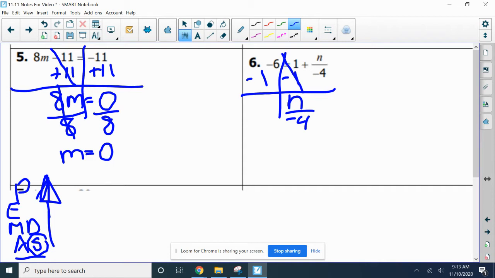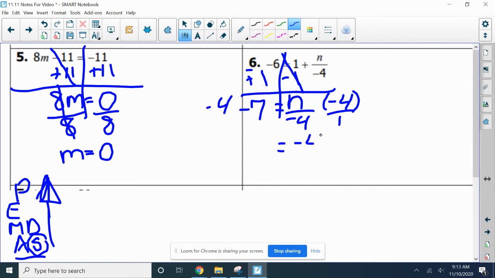Then I have -6 minus 1, so I'm going to make this plus a negative. So -6 plus -1, when you have 2 negatives, we know we're going to add them, and they're going to become a bigger negative. So then I'm left with -7 equals, because this is my equal line, n over -4. So in order to get rid of that division, we know we have to use our inverse property, which is multiplication. So times -4 on both sides.